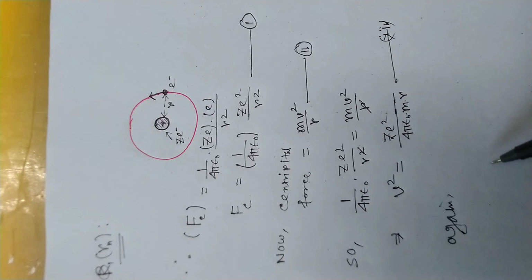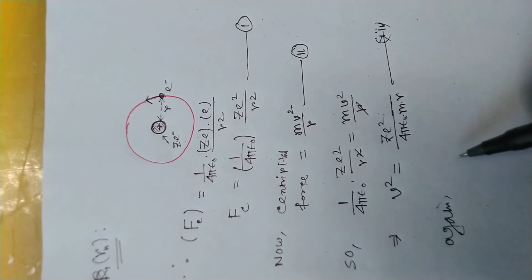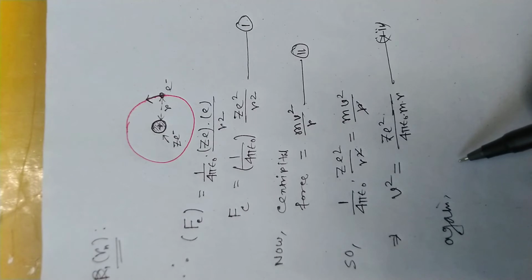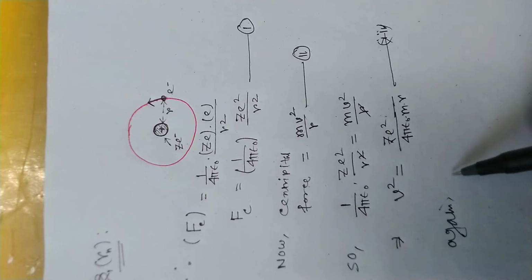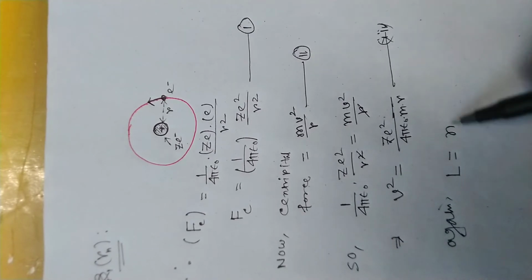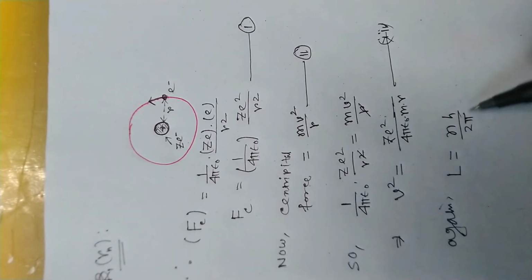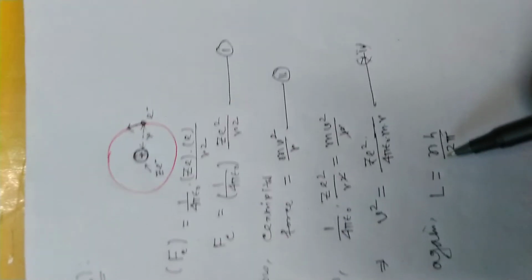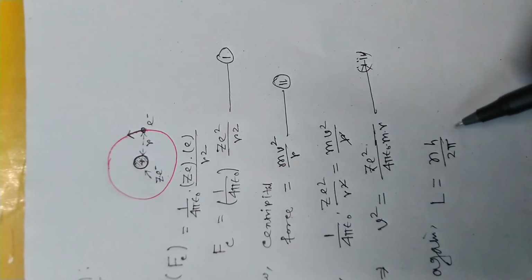Again, by using Bohr's quantum condition, that is the third postulate. What is the third postulate? The orbital angular momentum of the electron in any stationary orbit is an integer multiple of h by 2 pi, that is L is equal to nh by 2 pi. This is the Bohr quantum condition regarding angular momentum.